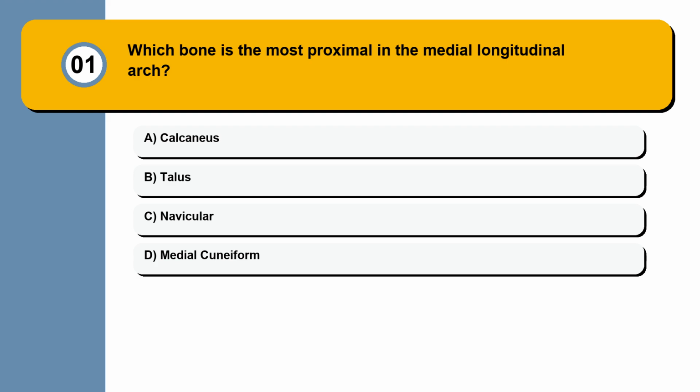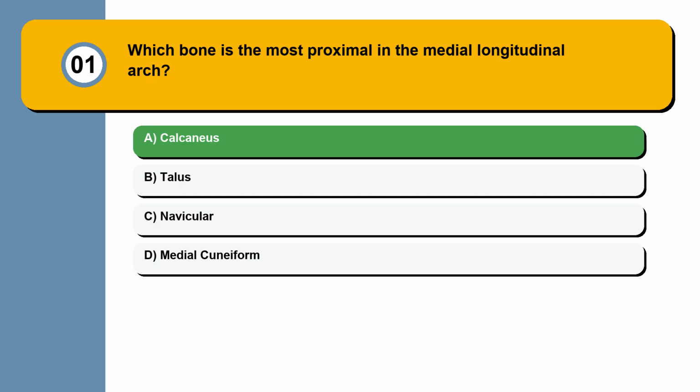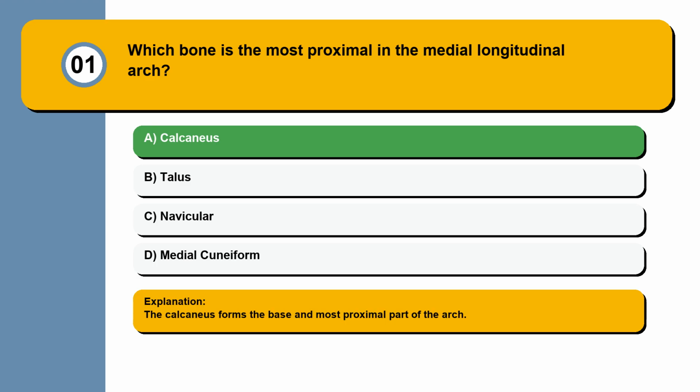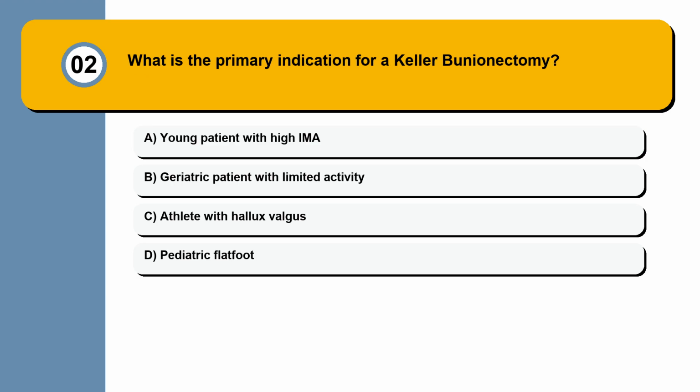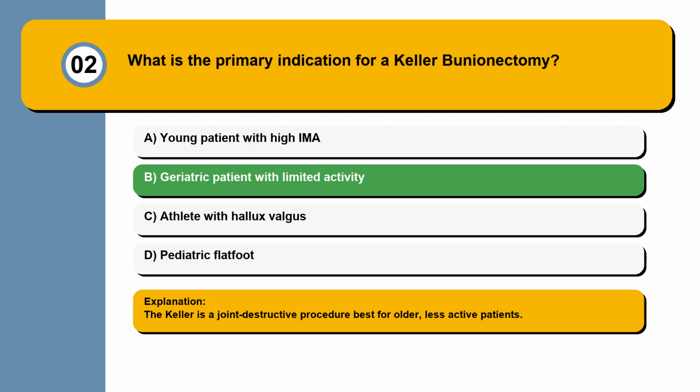Question 1. Which bone is the most proximal in the medial longitudinal arch? Calcaneus, talus, navicular, medial cuneiform. The calcaneus forms the base and most proximal part of the arch. Question 2. What is the primary indication for a Keller bunionectomy? Young patient with high IMA, geriatric patient with limited activity, athlete with hallux valgus, pediatric flatfoot. The Keller is a joint destructive procedure best for older, less active patients.